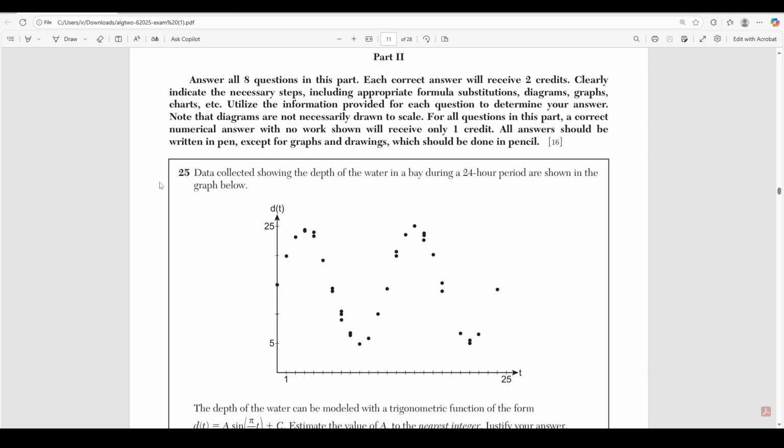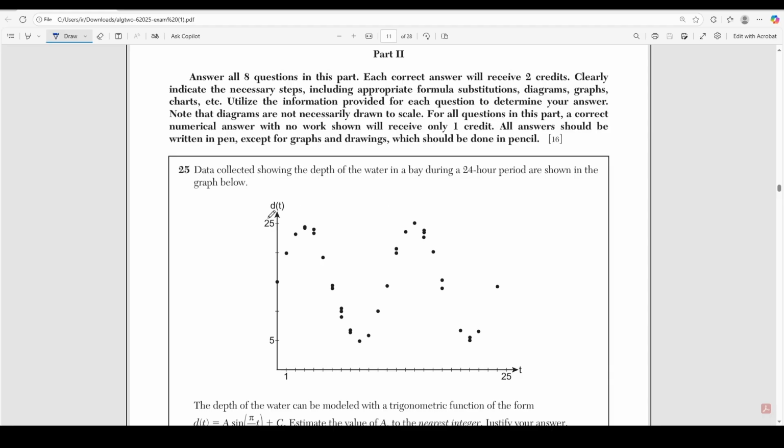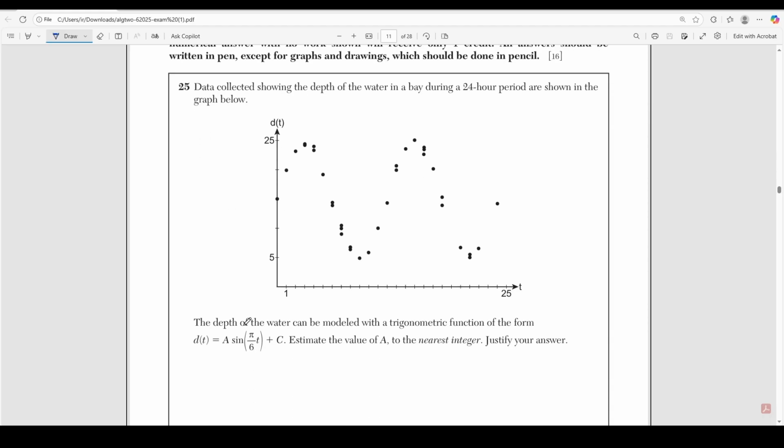That being said, we're going to go ahead and start off with number 25, which says that the data collected showing the depth of water in the bay during the 24-hour period are shown in the graph below. The depth of the water can be modeled with the trigonometric function in the form of a sine (pi over 6 t) plus c. Estimate the value of a to the nearest integer.